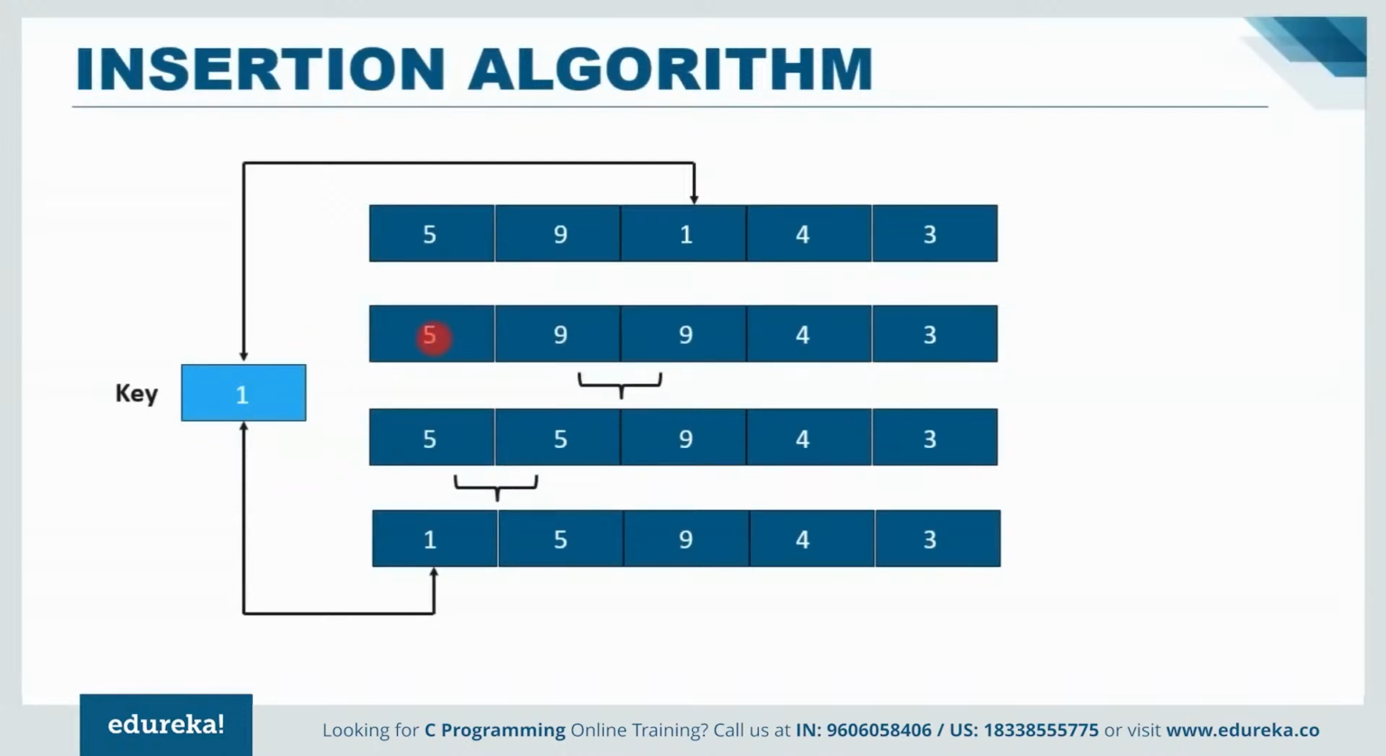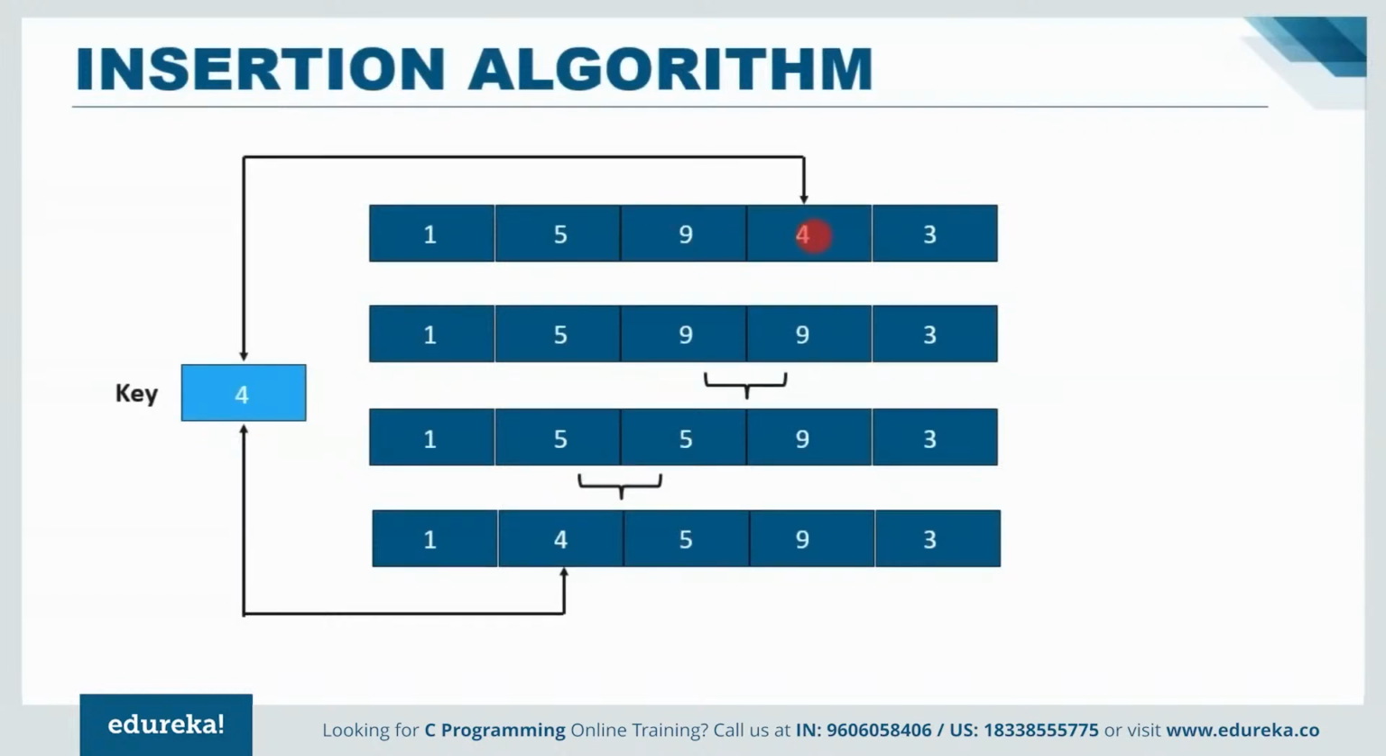Followed by this, we have the next iteration where we'll consider 4 as the key. So 4 will be taken into the position of key. Now 4 will be compared with the previous elements, which are 1, 5 and 9. So we can see that 4 is greater than the first position 1. So we will not make any changes to the first position.